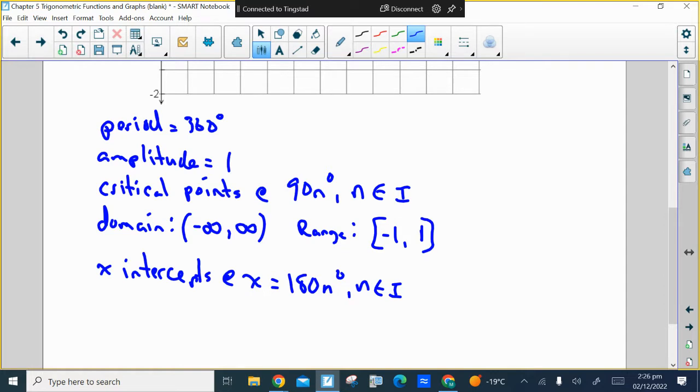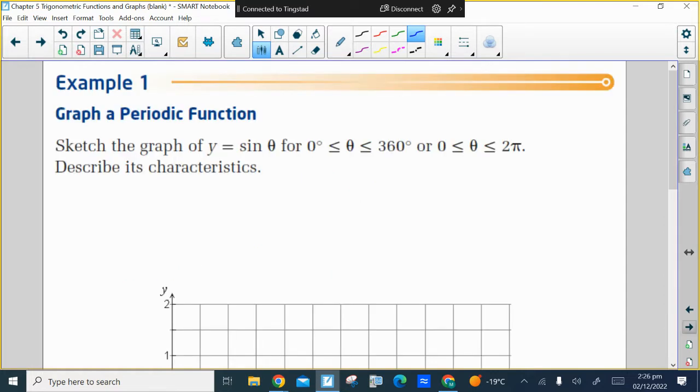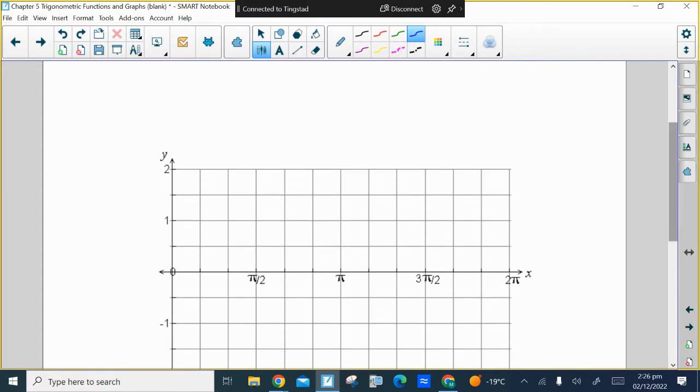If we graph it in radians instead of degrees, it doesn't change the way the graph looks. It starts in the middle, heading upwards. Only now our critical points are every pi on 2 radians instead of 90 degrees. So at pi on 2 is our next critical point. Another pi on 2, or pi radians, the next critical point. Another pi on 2, another pi on 2.